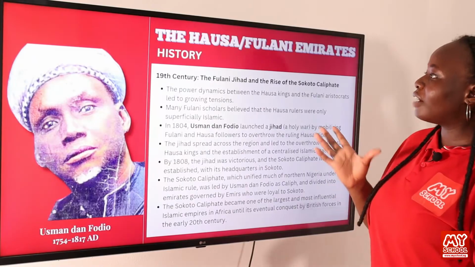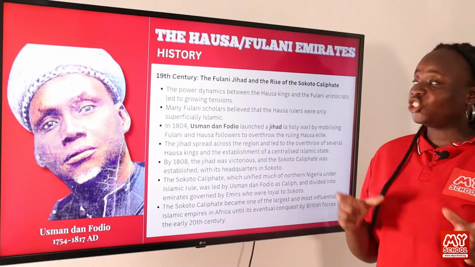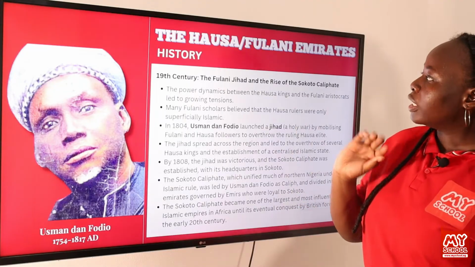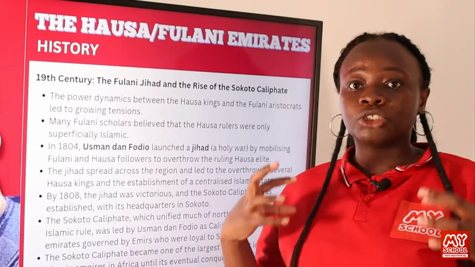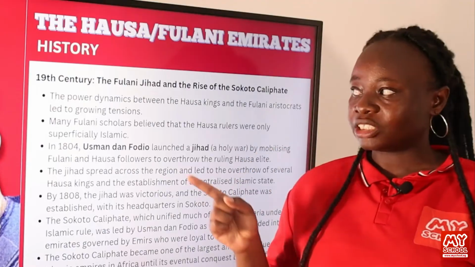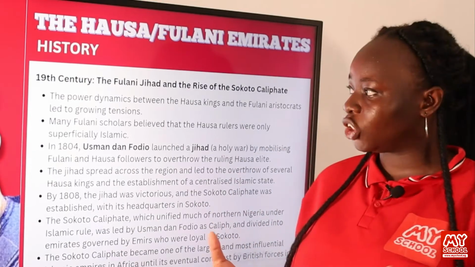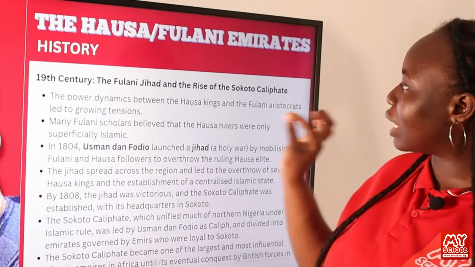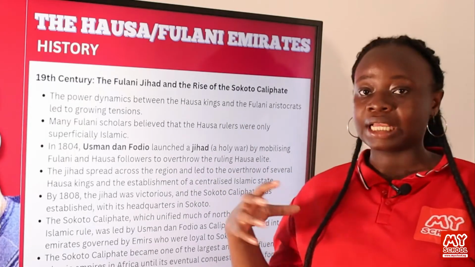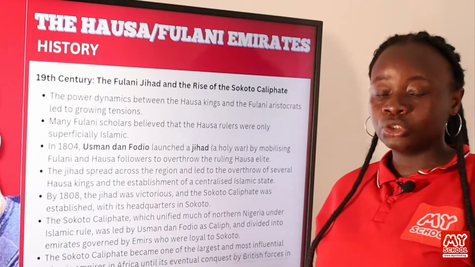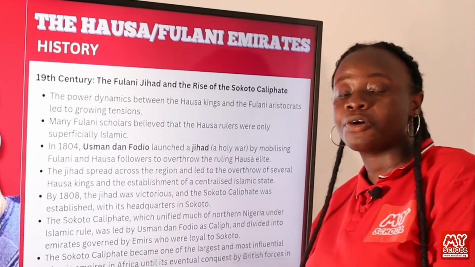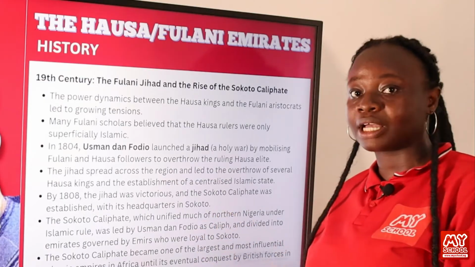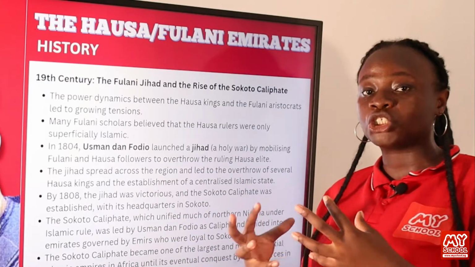All right, so we have the 19th century, where there was the Fulani jihad and the rise of the Sokoto Caliphate. So there was a very popular, very historic event that happened in the 19th century. That was the Fulani jihad. And the reason for this jihad was the fact that the power dynamics between the Hausa kings and the Fulani aristocrats led to growing tension. So the Hausa kings in these various Hausa states and the aristocrats, those people that they had let into the Hausa courts, began to have tensions between one another.